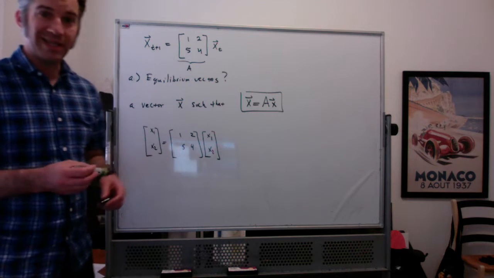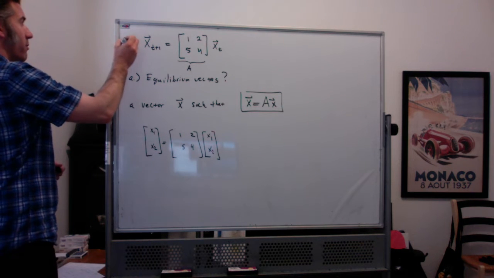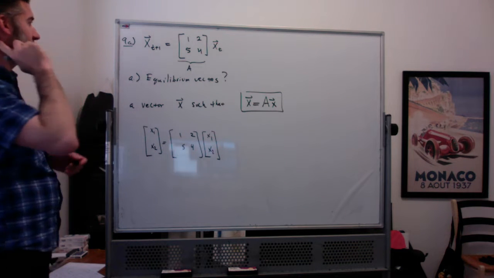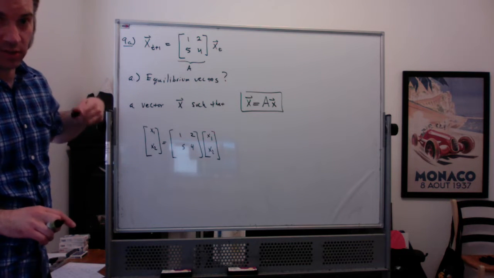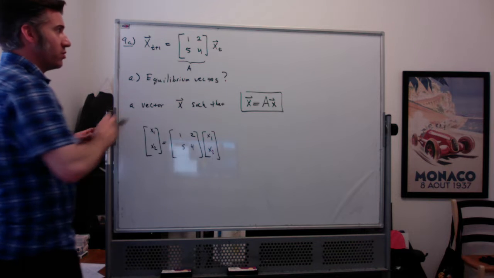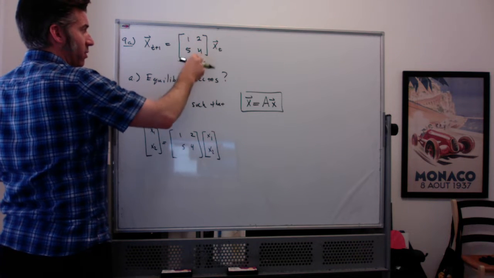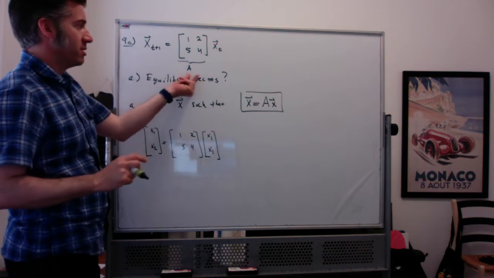All right, here is question 9a. For the vector that's given, we have this relationship, right? x sub t plus 1, the next iteration, the next time step, is equal to the matrix 1, 2, 5, 4 times x sub t. And this is matrix A.